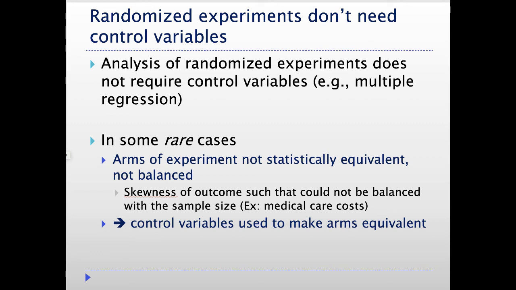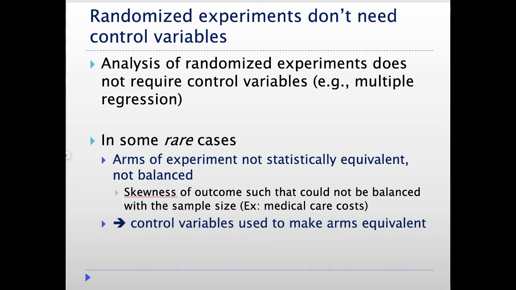The whole point of the design is to get balance. In some rare cases, it does make sense to have control variables, where by chance the arms of the experiment are not statistically equivalent, not balanced. A very common example of that is if you're interested in an outcome like medical care costs that tend to be very skewed.